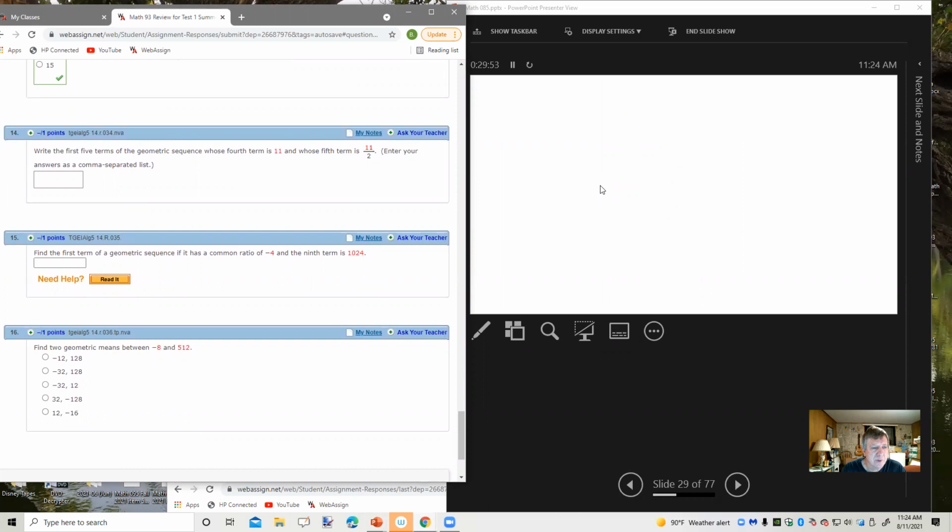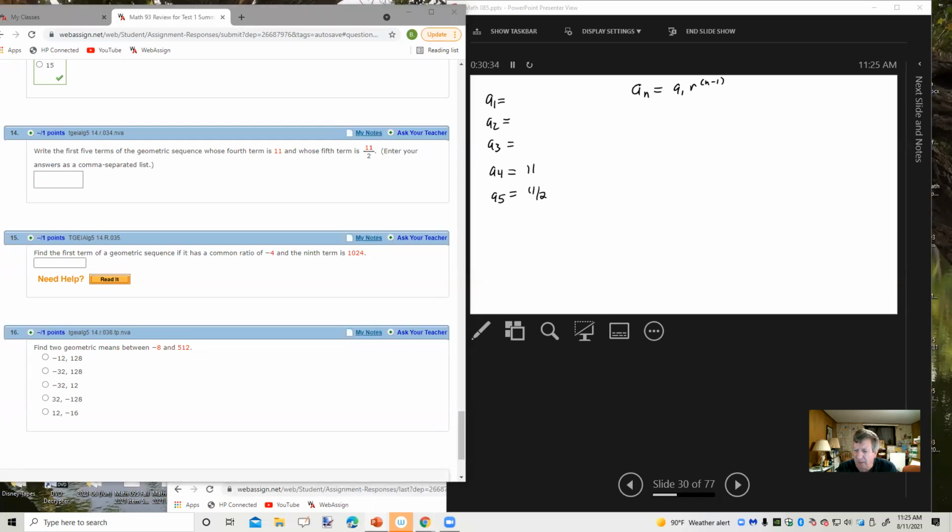Okay, let's take a look at the next one. Write the first 5 terms of a geometric sequence whose 4th term is 11 and whose 5th term is 11 halves. Okay, so a sub 1, a sub 2, a sub 3, a sub 4, and a sub 5. We know that the 4th term is 11 and the 5th term is 11 halves. Geometric sequence, so a sub n equals a sub 1 times r to the n minus 1 power. Okay. Now, we're supposed to find the first 5 terms.